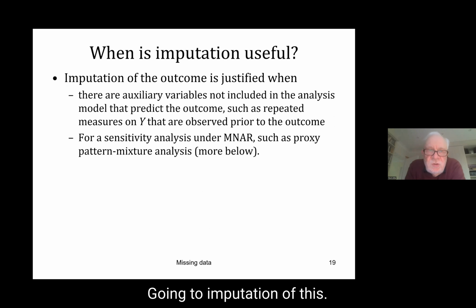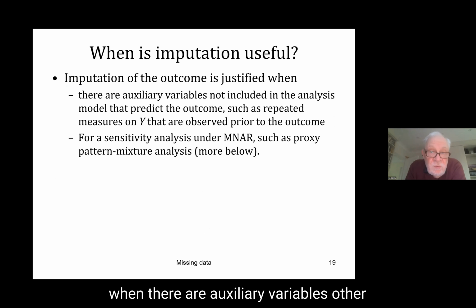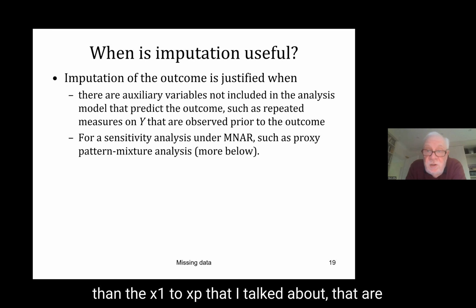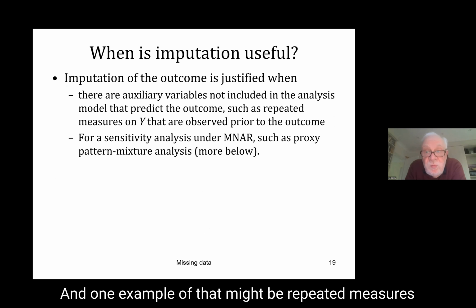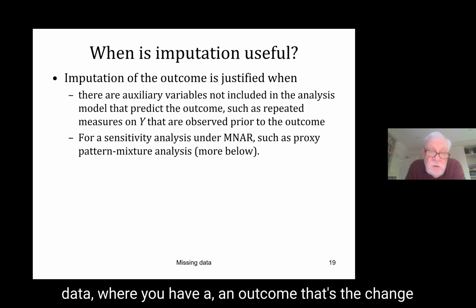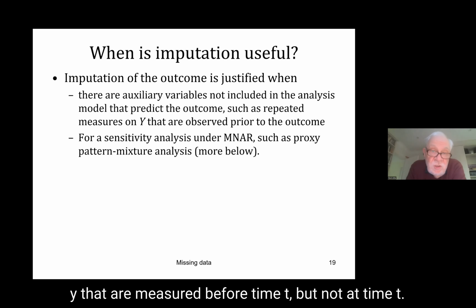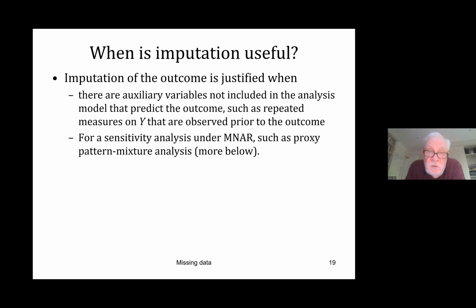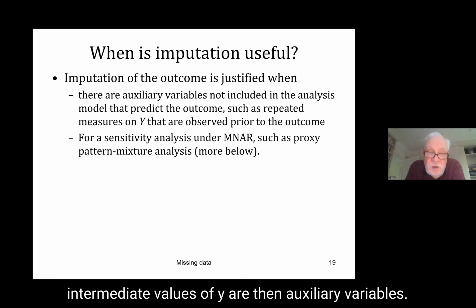Going to imputation of this. So when is imputation useful? Imputation of the outcome is justified when there are auxiliary variables, other than x1 to xp that I talked about, that are observed and not included in the final analysis. One example might be repeated measures data, where you have an outcome that's the change from baseline to time t, and you have some variables y that are measured before time t, but not at time t. Those cases might be useful because those intermediate values of y are then auxiliary variables.